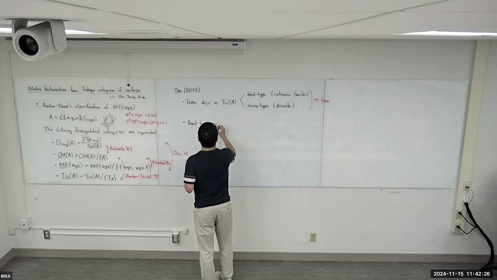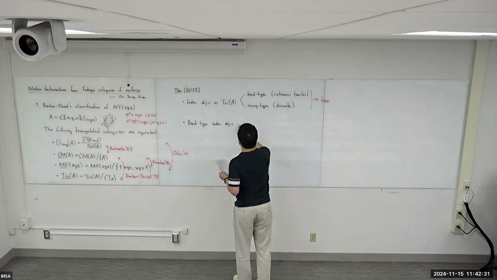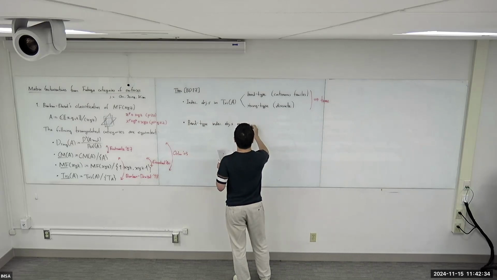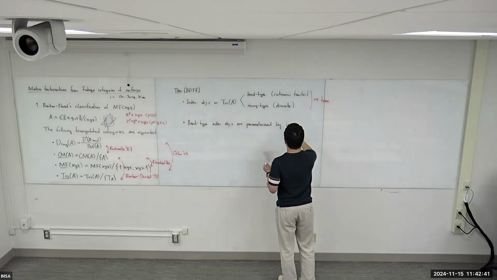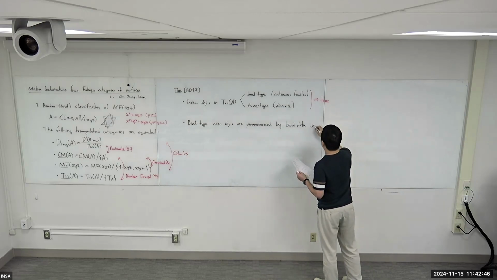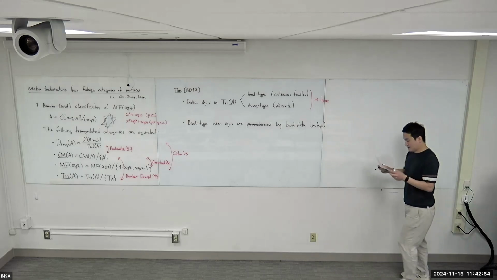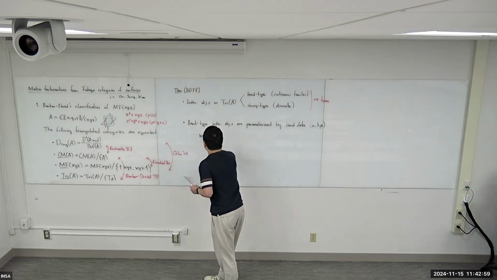So, think about band type indecomposable objects. They are parameterized by band data, which is a triple of three independent parameters. First, W is a sequence of some integers.